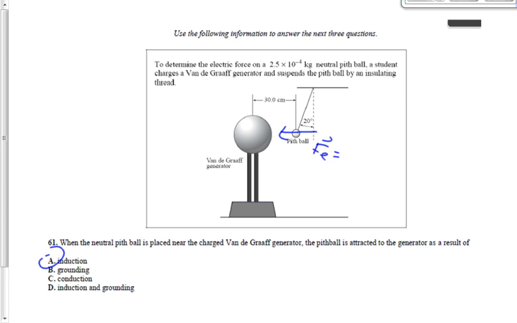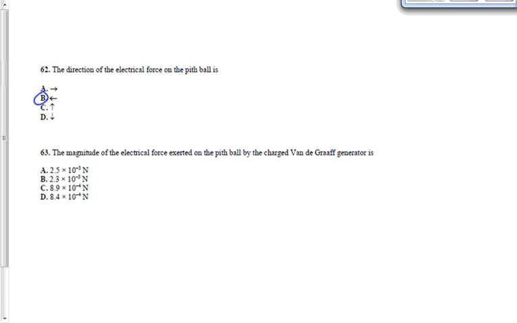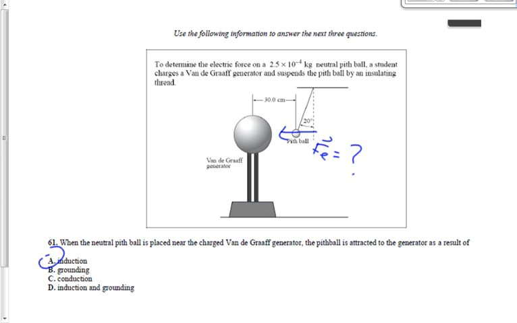How big is the force on the pith ball? Let's see if any of you, by chance, can get this question. All right, we're going to take a look at it here now. It says the magnitude of the force exerted by the pith ball on the charged Van de Graaff generator. So we're looking for that force right there. This is a tough question.